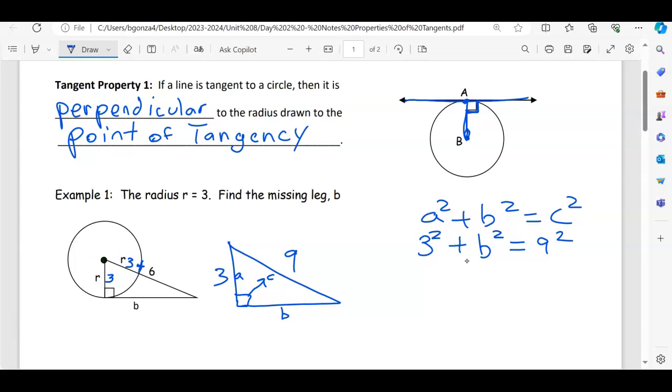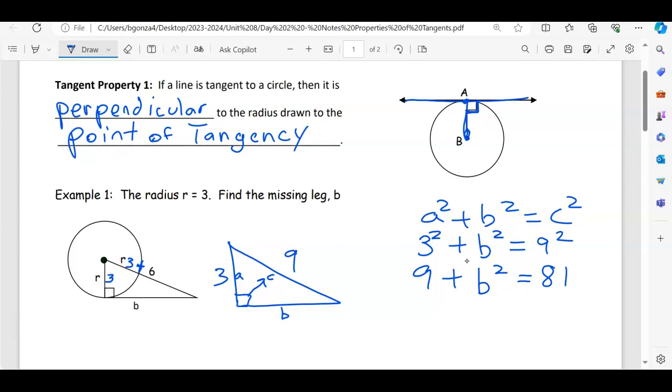So here's how you do this. You need to square these numbers. What is 3 squared? Don't say 6. It's 3 times 3, which is 9. So 9 plus b squared. And what is 9 squared? 9 times 9 is 81. Of course, you could also just type it in your calculator, but hopefully you can do some math there.